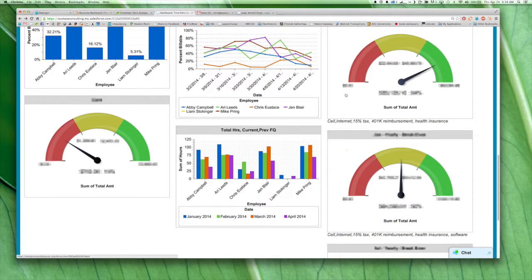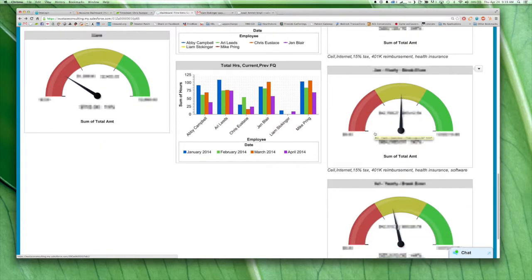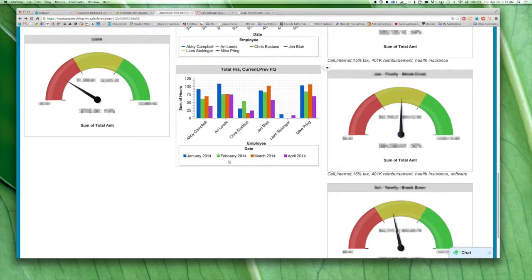I then have yearly break-even points where you can see each individual, what they're going to cost the entire company over the course of a year, and how much of that they've recovered. And then I can look at trends of total hours logged and billable hours logged, broken down by month.